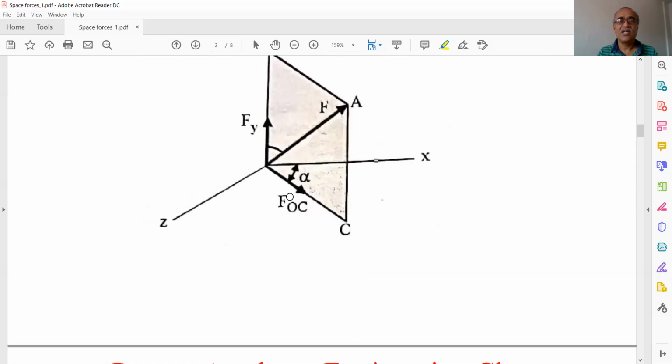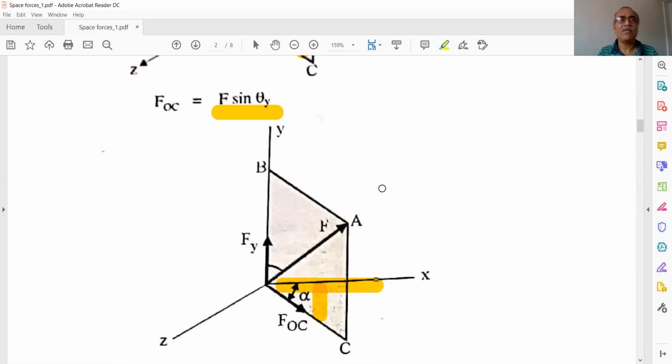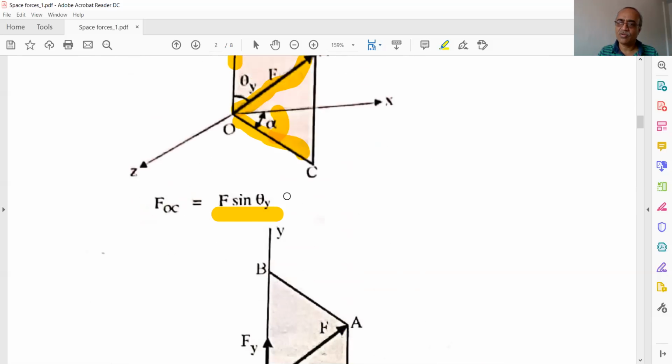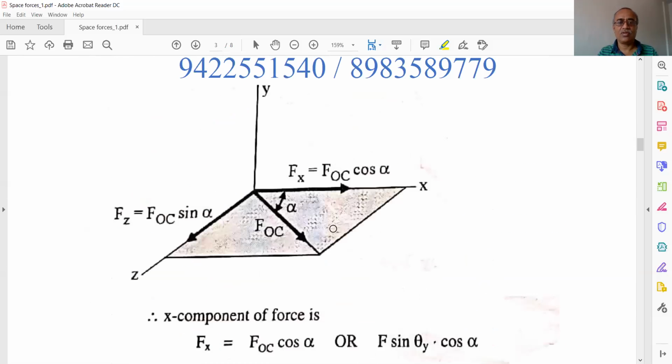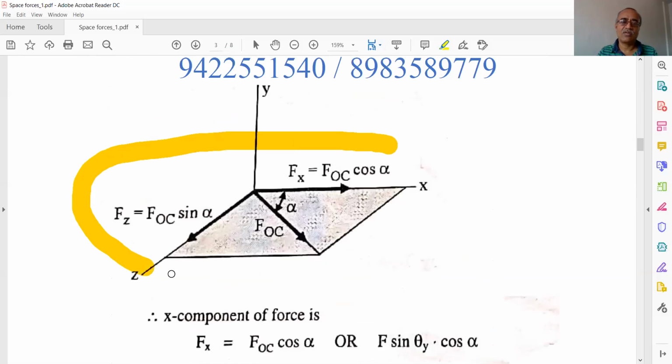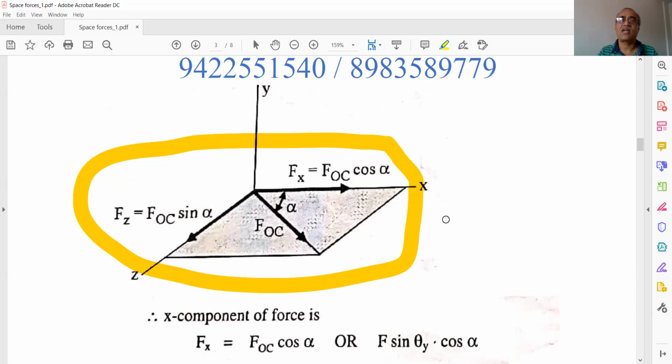The next point is this FOC, which is making angle alpha with the x-axis. So naturally, whenever I want to find out the Fx component, what will it be? It will be FOC cos alpha. We have already found the value of FOC is equal to F sin theta y. Again, if I want to find out the z component of FOC, it will be FOC into sin alpha. It has already been written over here, and shown in this diagram.